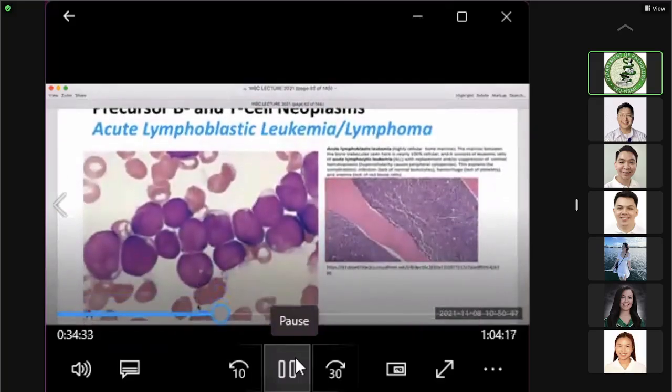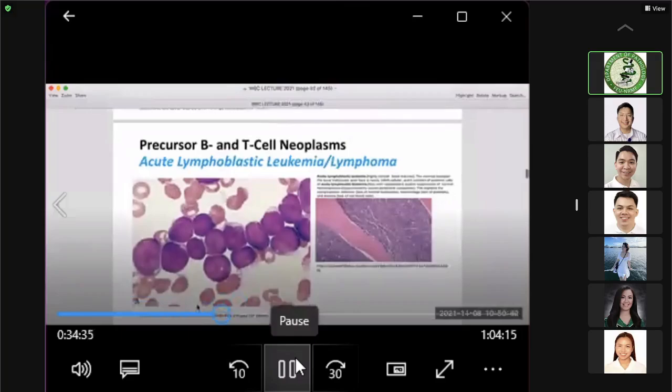So we have here an actual specimen, smears of bone marrow. You can see this is quite cellular. And in this ALL, you get to see cells that are big with a small rim of cytoplasm. Some would be displaying nucleoli. So you know that these are blasts.